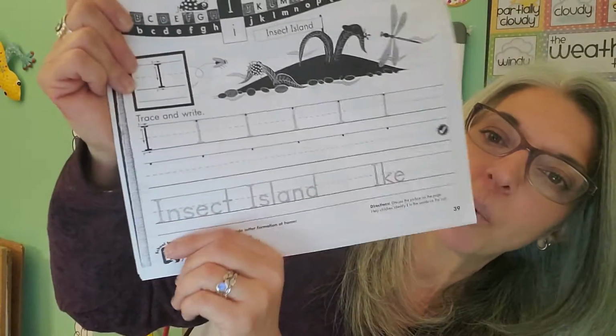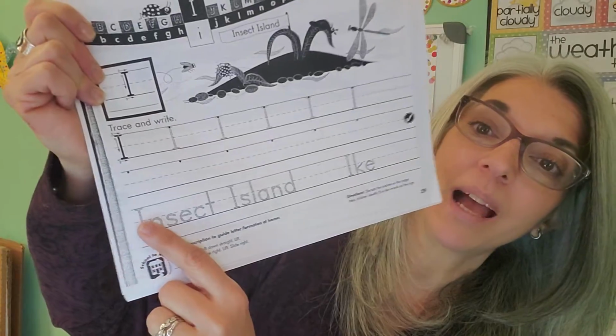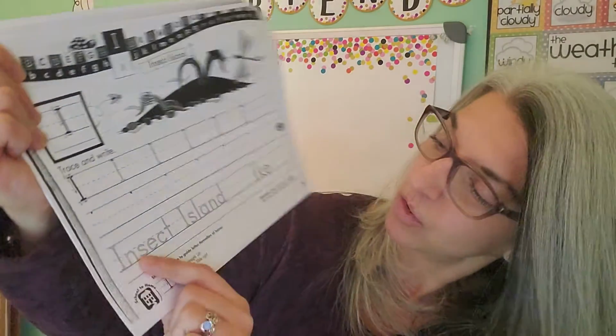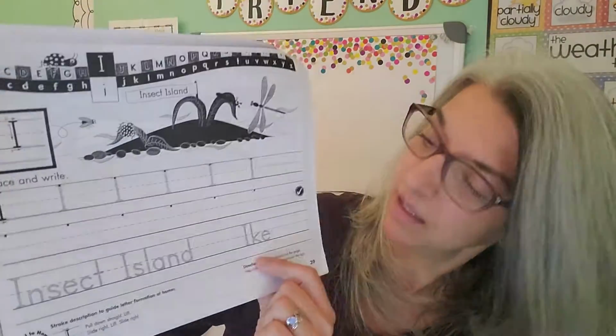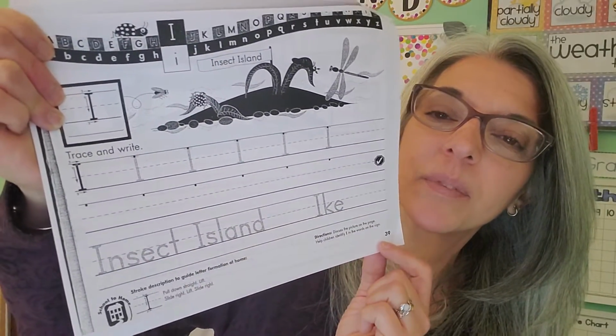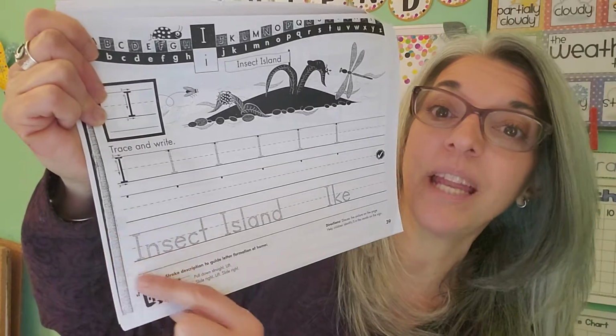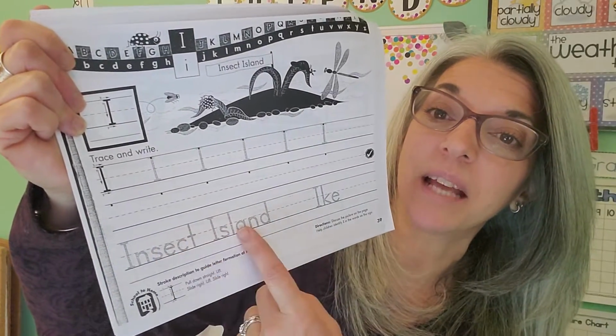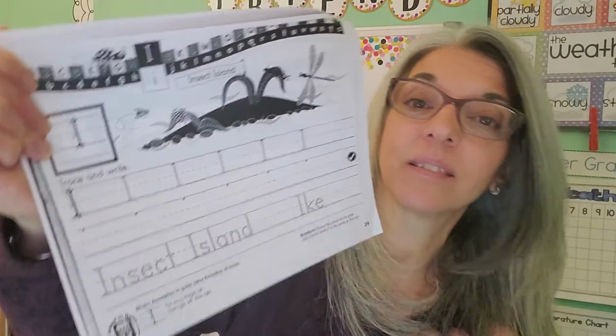And then these are just some words to trace. Insect. Actually, I think it's Insect Island. And then Ike. And the reason why they put these on the capital side is because these are names. So this is the name of a place, Insect Island, a name of a person, Ike. Okay. And so you're going to do the front, and then if you just flip it right over, you can go ahead and pull these ones out, that's fine, to return to school.